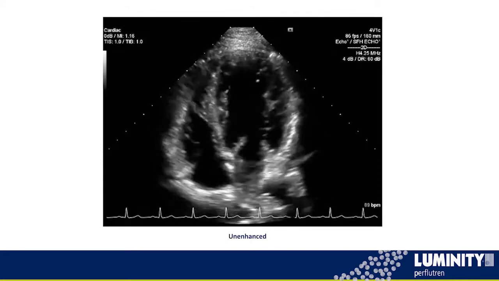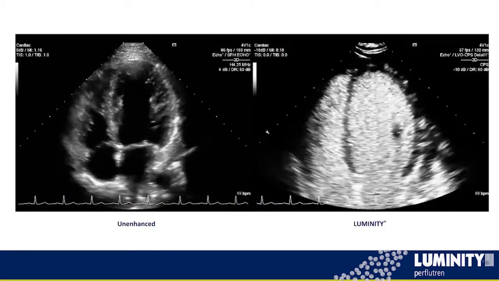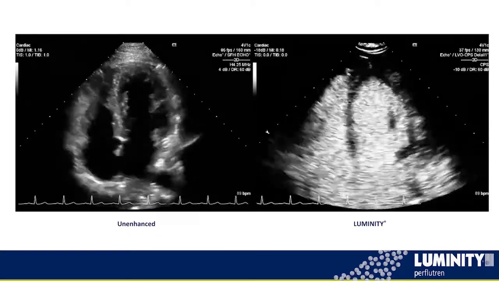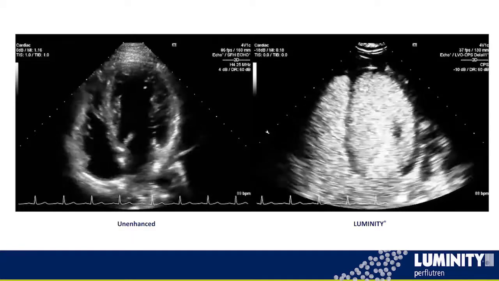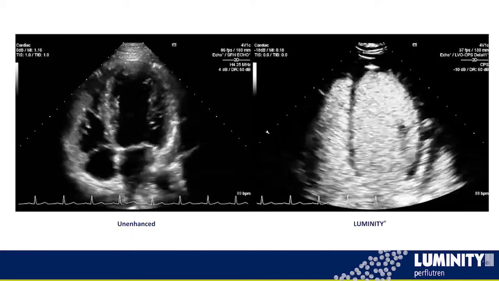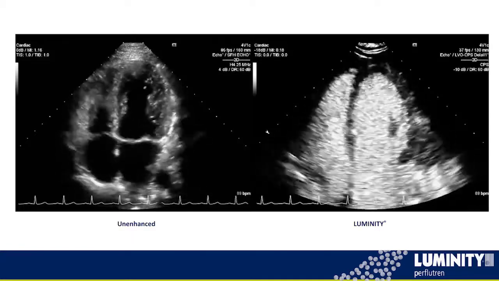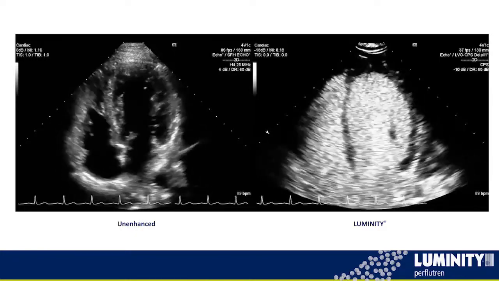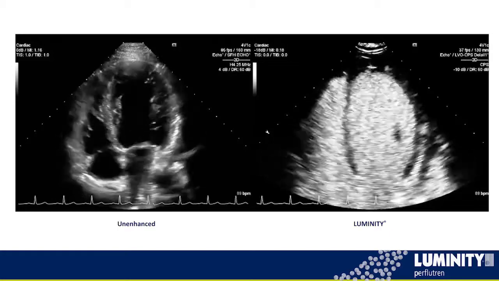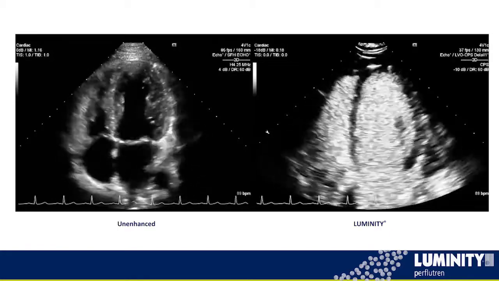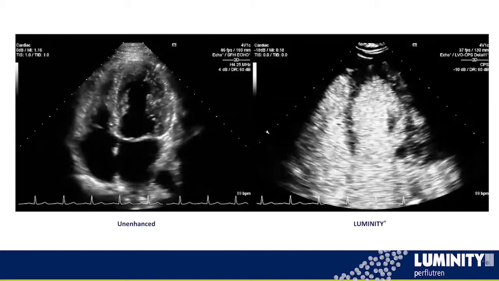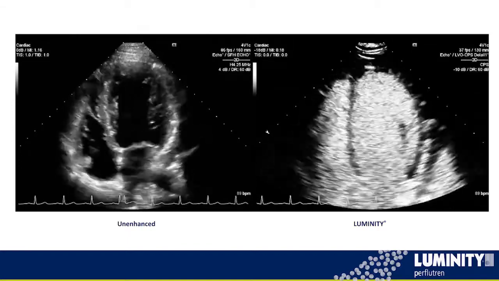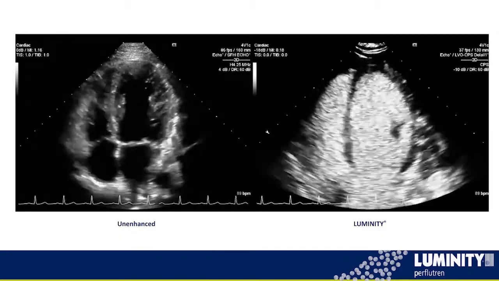So I went ahead and used Luminity, and we look at the image on the right, and it almost looks like a completely different echo, right? Not only do the trabeculations wash out, so this lady doesn't have non-compaction, but look at that inferior septum. Look how truly thin that myocardium is, right? In hindsight now, we can look at the septum and maybe see where that true endocardial border is. But without the use of Luminity, it's very hard to see that on this patient specifically.